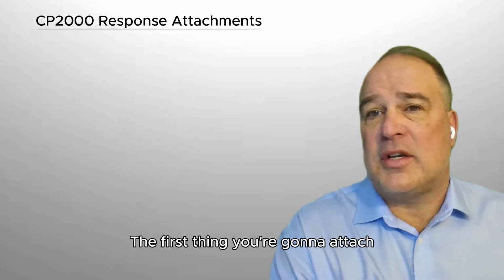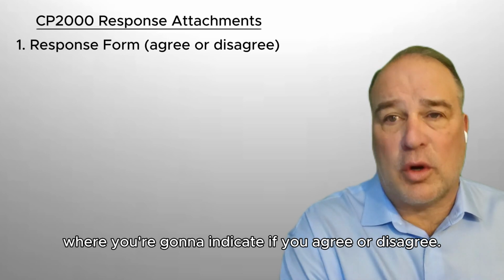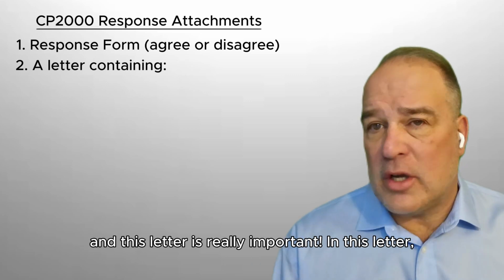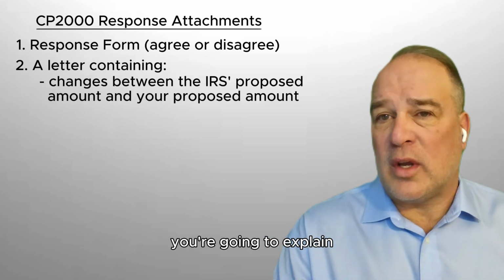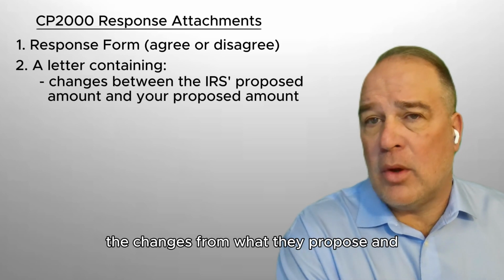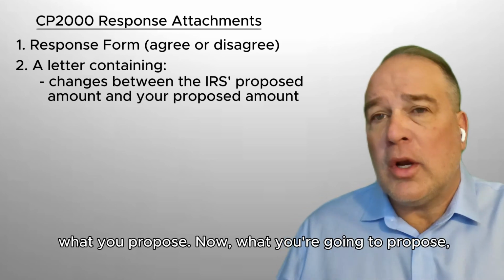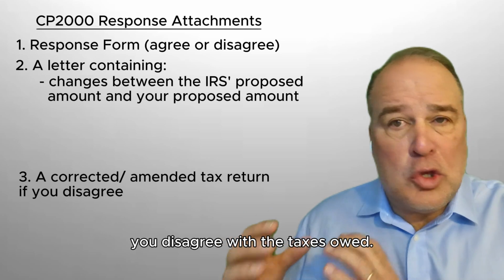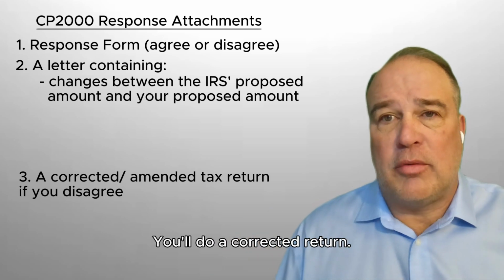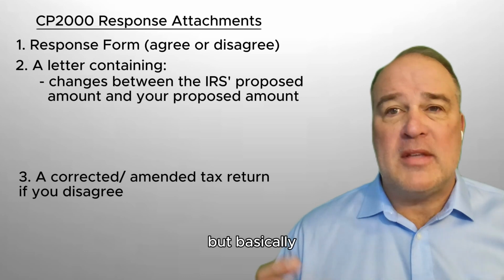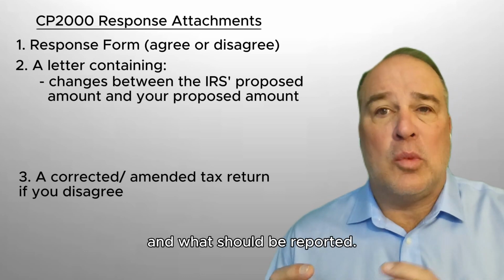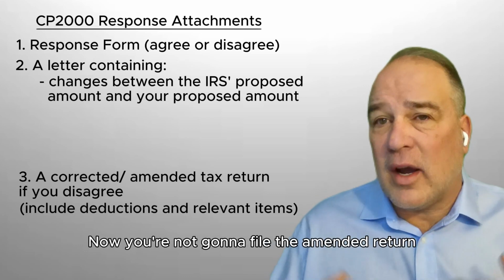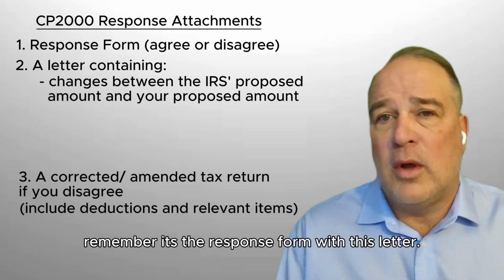The first thing you're going to attach is the response form, where you're going to indicate if you agree or disagree. The second thing you're going to attach is a letter, and this letter is really important. In this letter, you're going to explain the changes from what they propose and what you propose. If you disagree with the taxes owed, you'll do a corrected return. You can do an amended return also, but basically you're going to show the correct amount of tax owed and what should be reported, including things like other associated deductions. Now, you're not going to file this amended return. Remember, it's the response form with this letter.